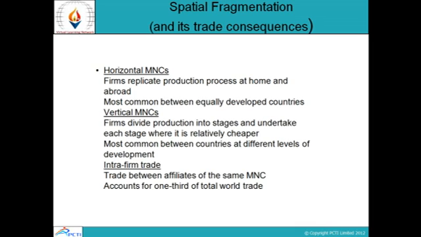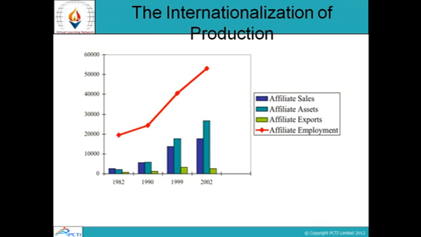When we talk about horizontal MNCs, the firms replicate the production process at home and abroad, most common between equally developed countries. Vertical MNCs, firms divide production into stages and undertake each stage where it is relatively cheaper, most common between countries at different levels of development. Intra-firm trade, that is trade within the same MNC, accounts for 1/3 of the total trade.